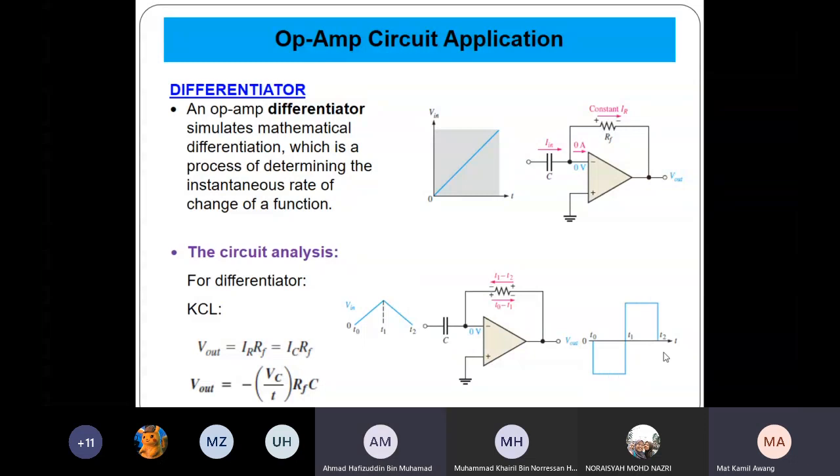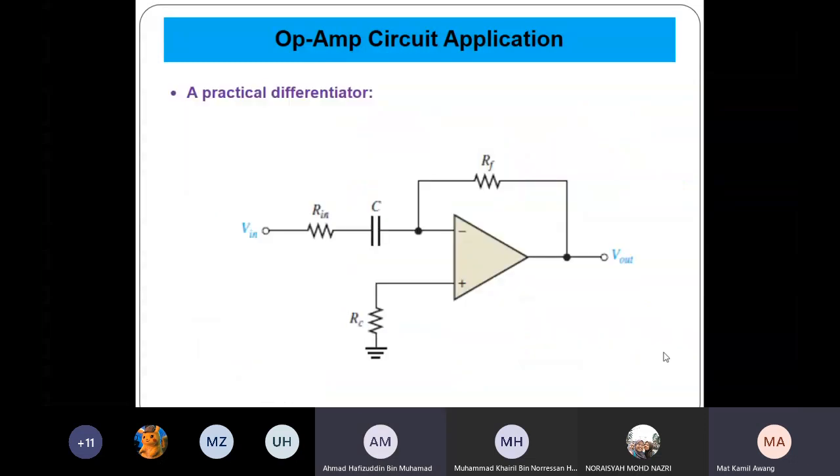Okay. This is a practical differentiator, where you have the resistor in there. So this one is basically so that you are just aware of the integrator and differentiator. I don't know whether it will be in the test or not. So most probably not.